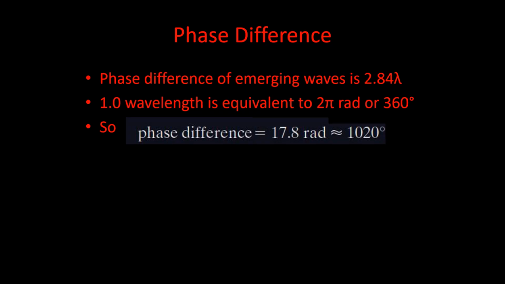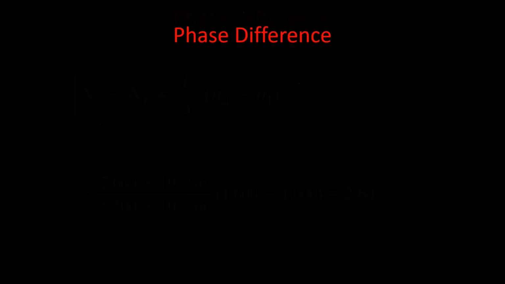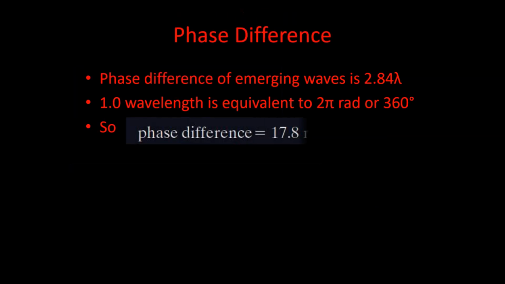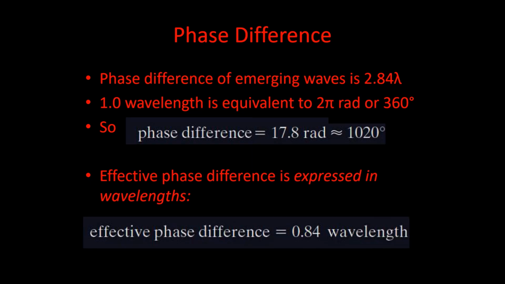So phase difference here can be expressed in three different ways: in radians, in degrees, or in terms of N2 minus N1 delta N. So the answers, 2.84, 17.8, or 1020, are all equally valid, depending on the context of your question. So the effective wavelength difference, if we decide to express it in terms of wavelengths here, will be 0.84 wavelengths. So this is 2.84 essentially, but this is two whole wavelengths.